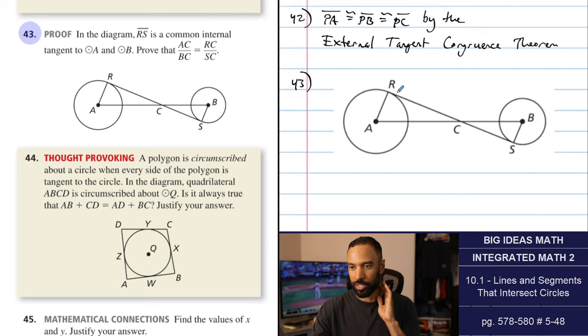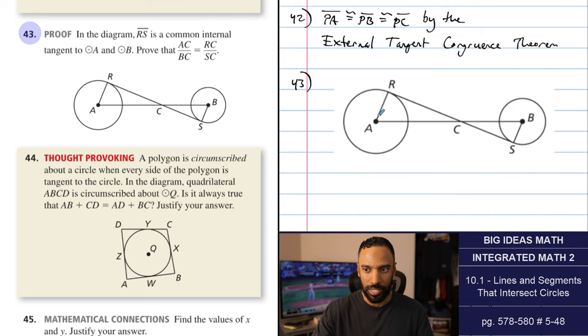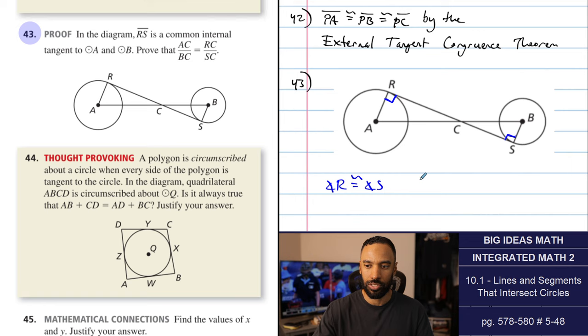Okay, they said that it's a common internal tangent. So if this is a tangent, they said these are circles here. So from A to R, that is a radius. A radius intersects with a tangent at a 90-degree angle. So that's 90 degrees. And that's 90 degrees. All right angles are congruent to each other. I'll just call it angle R congruent to angle S. I'm not doing a 2-column. Right angles are congruent.